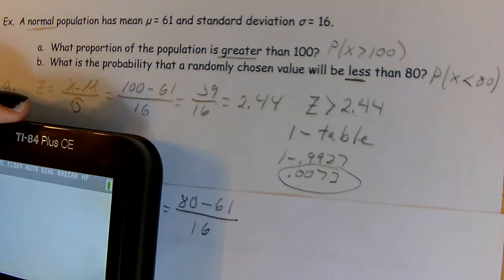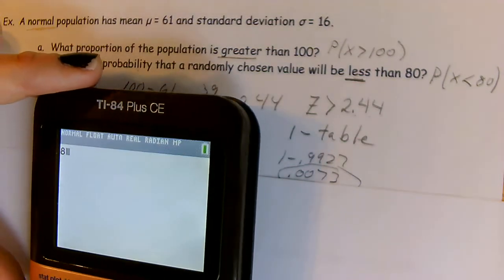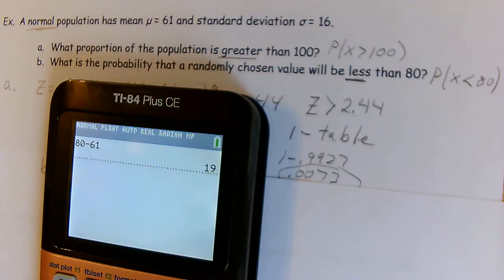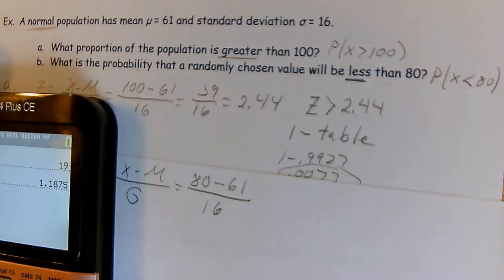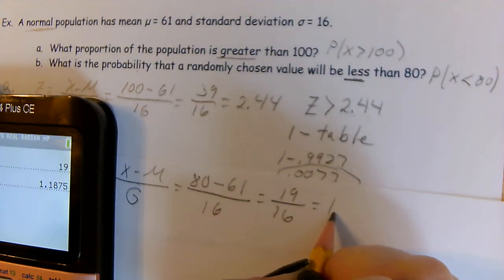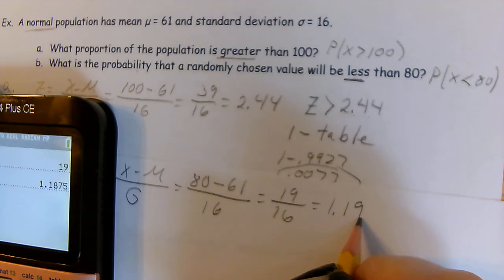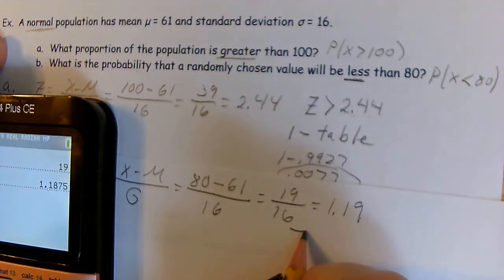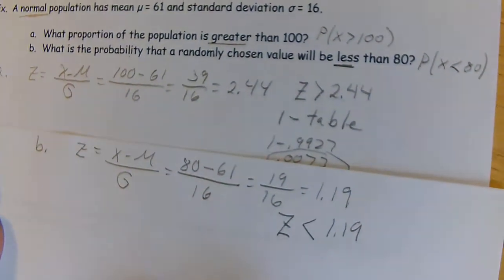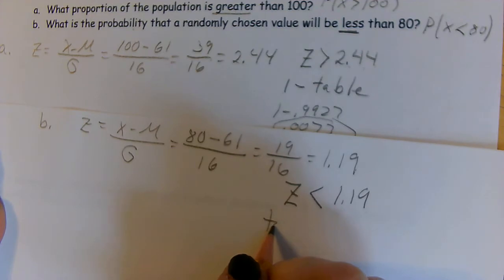So, sorry, 80 minus 61. So I'm going to have 19 divided by 16. And I'm going to round that to 2 decimal places because it's a z-score. I want the area of the curve to the left of, less than 1.19. And that is how the table reads, how my normal distribution reads. So I'm reading it right from the table.